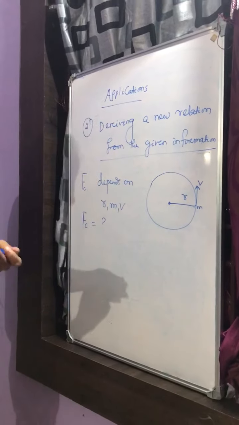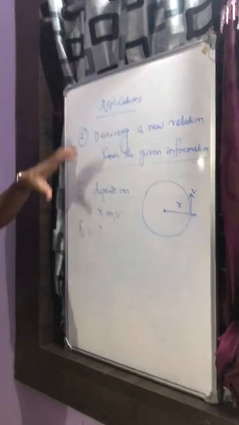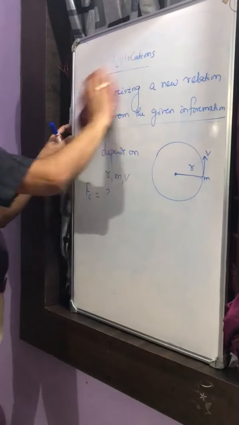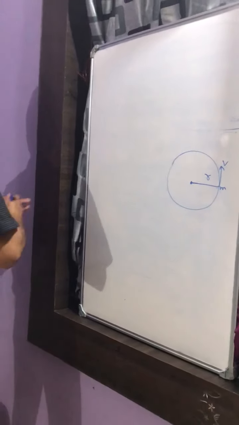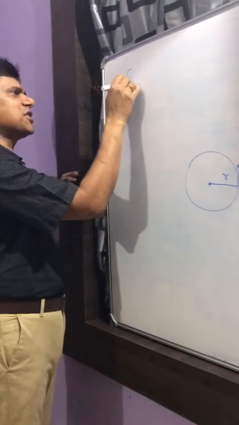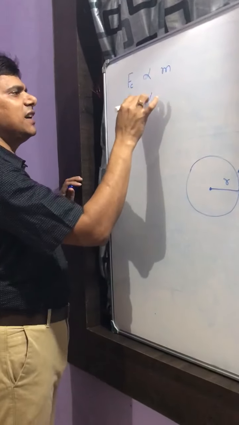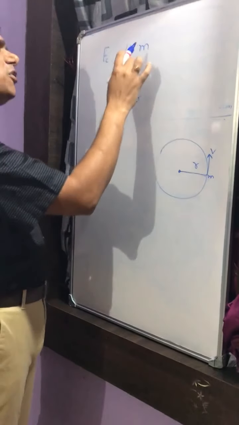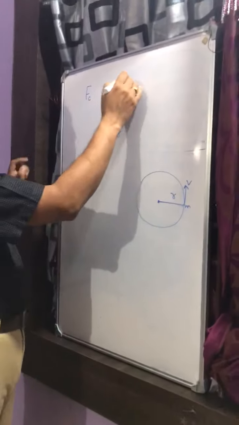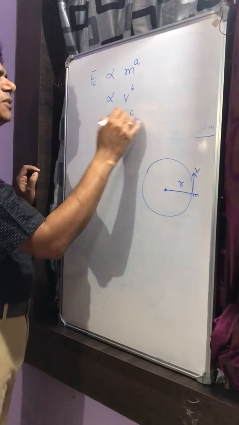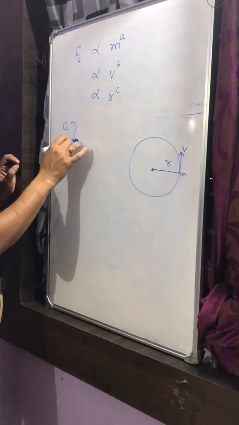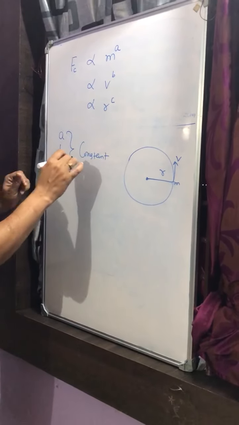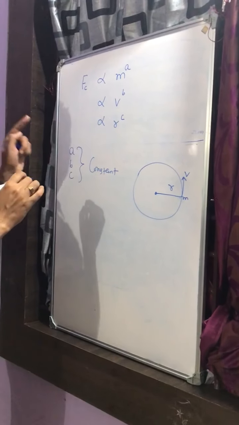This particular question, or this sort of question, we can solve by using dimensional analysis. What we will do here, we will write it like this. First we will write that centripetal force Fc depends on mass, that depends on velocity, that depends on radius. This is the proportionality sign. We don't know actually to what power it depends. So let it be a, let it be b, let it be c. So a, b, c are constants, and they do not have any dimensions. So these are called non-dimensional constants.